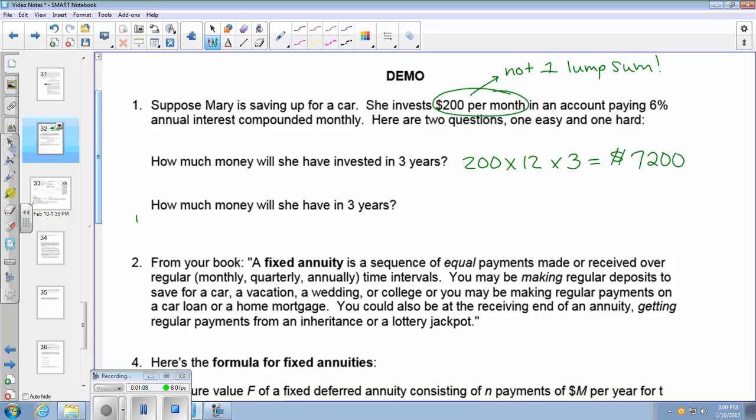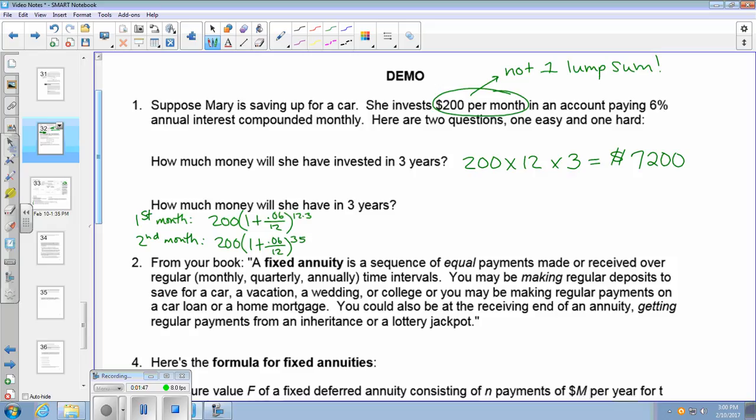We've got to look at that first month where she puts in $200. She's going to get $200 as a principal. Then we've got to times it by 1 plus 0.06 divided by 12, because remember it's being compounded monthly. And that's going to sit in her account for 36 months, so it's going to get compounded 36 times. And then we have to do that for the second month. Notice that the $200 she puts in the second month has the same interest rate, still compounded monthly, but now it's just going to be in there for 35 months.